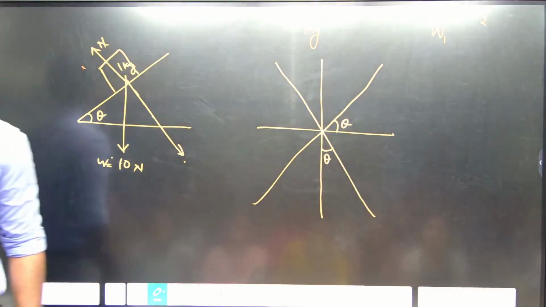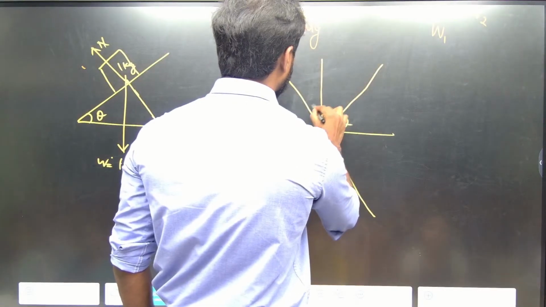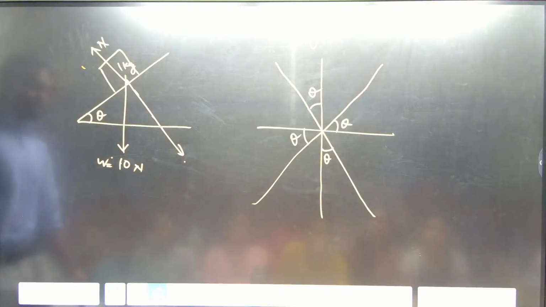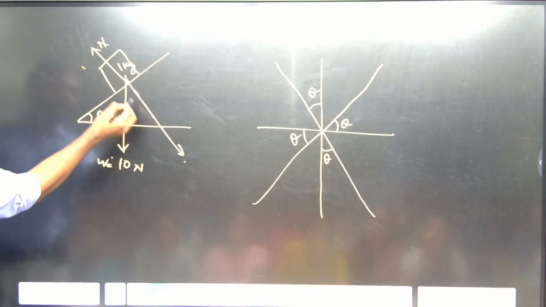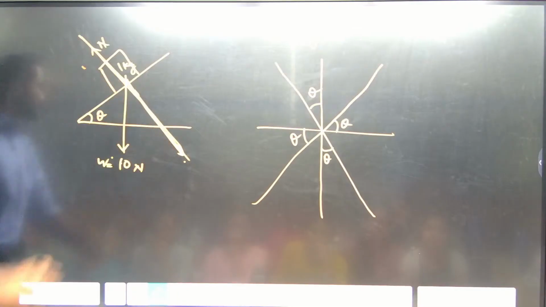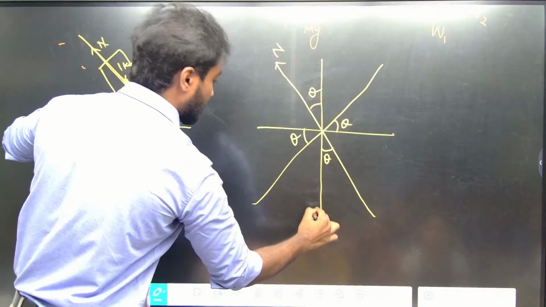So this is the theta. This is the theta. This is one more theta and this is one more theta. Right now the axis is this one, this is my axis. Let me consider, I'll place the axis here. This is my normal, this is my weight.